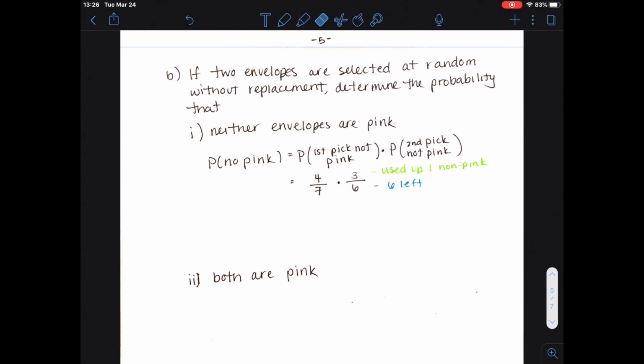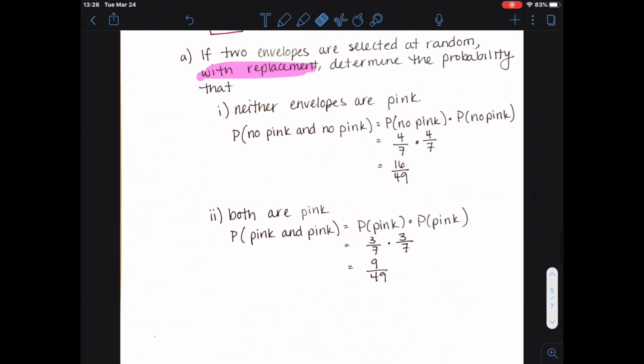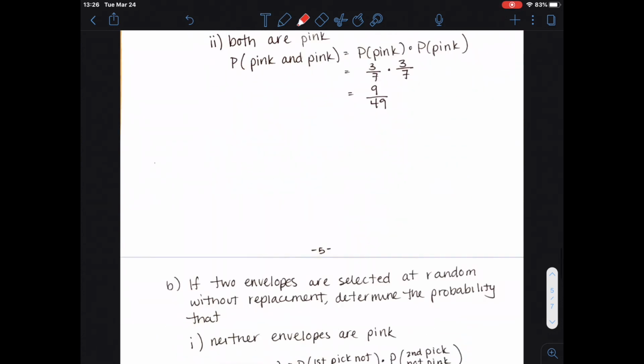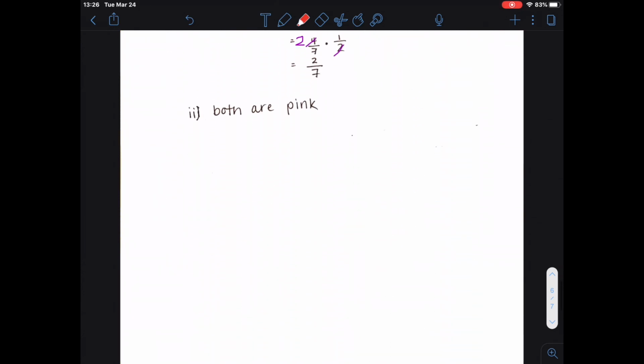So you used up one of the non-pink, which means you only have 3 left over, and there's 1 less envelope, so 6 are remaining. So 3 over 6 is 1/2. You can simplify a little bit because 2 goes into 4 2 times. So really you have a 2 in 7 chance that neither envelope is pink. So it's different than with replacement. You had a 16 out of 49 chance. So we don't get the same probability.